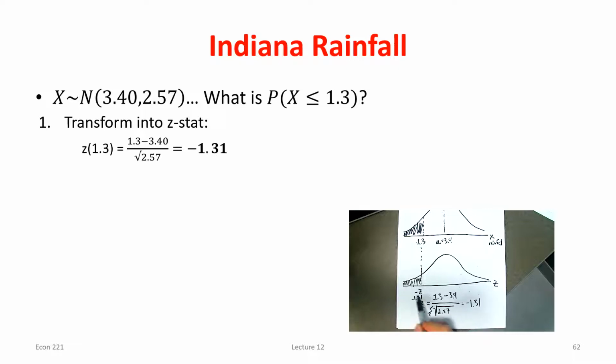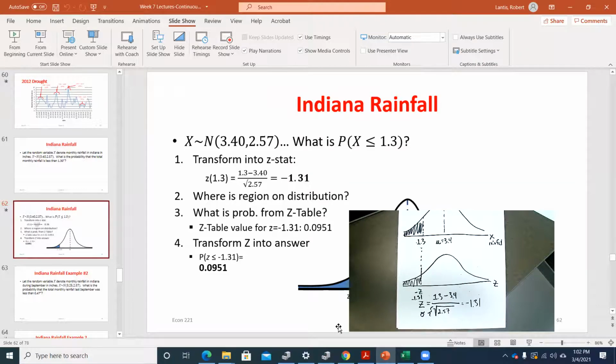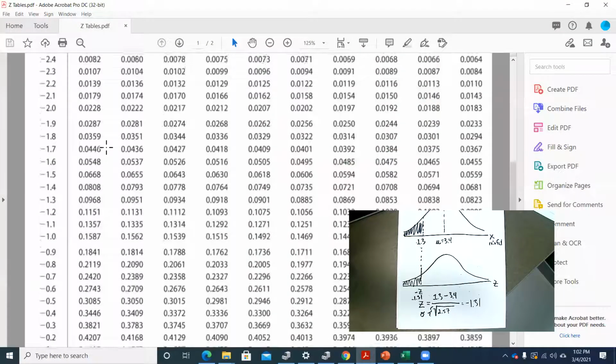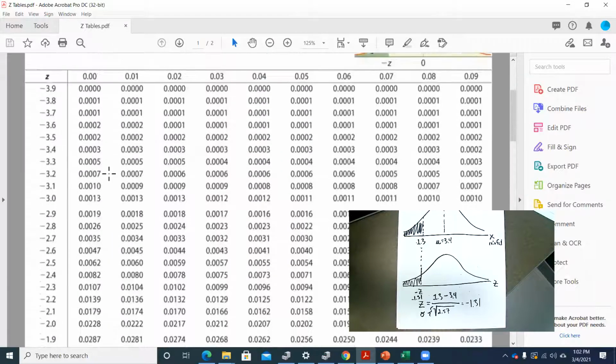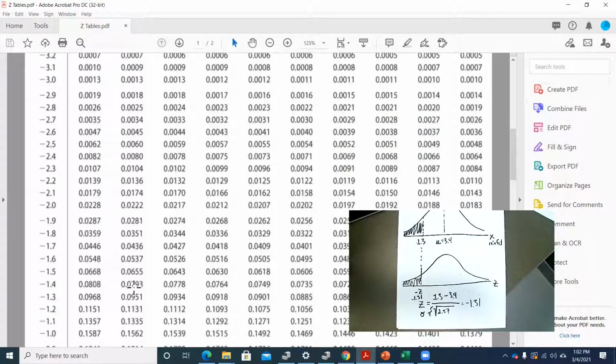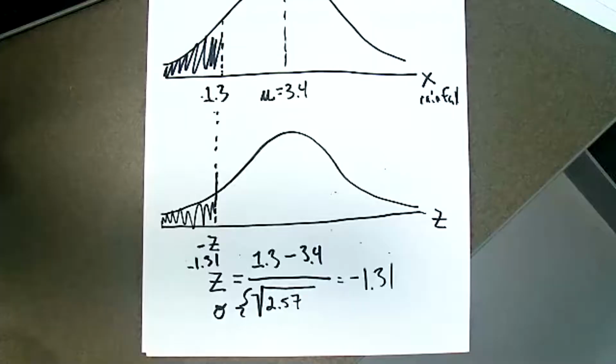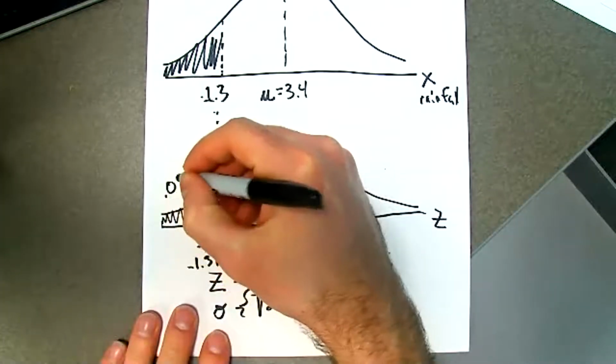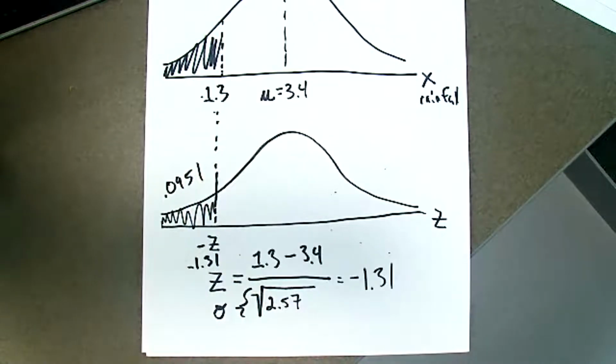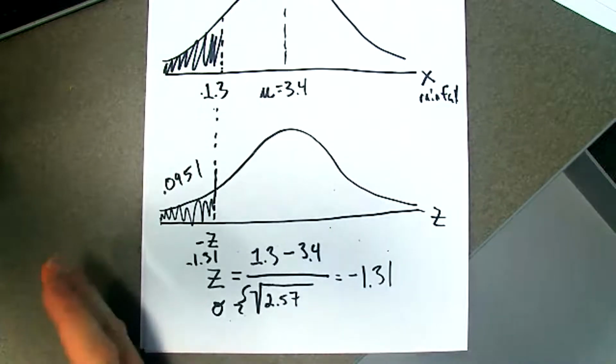I can look this value up in the table and find the area to the left. So we go to the standard normal tables. Here's negative 1.31, and the area to the left of that is 0.0951. For this one, I don't have a step 4 because I'm done. That's the area I wanted. I just wanted the probability of seeing that amount of rainfall or less.